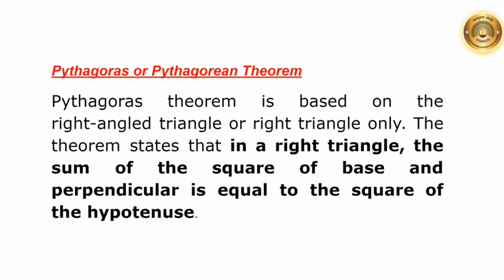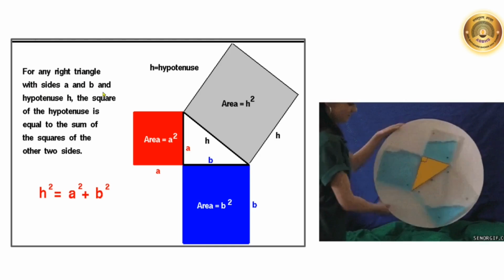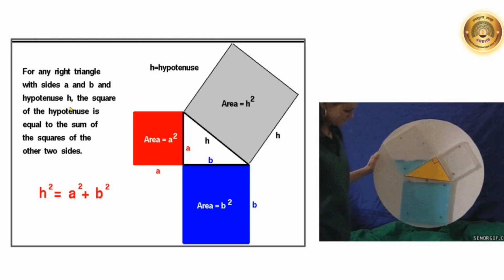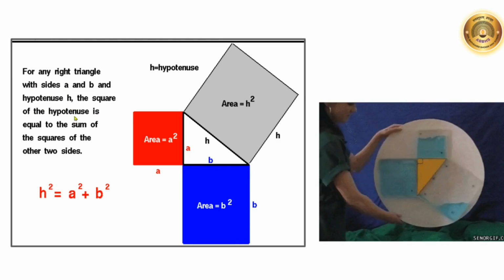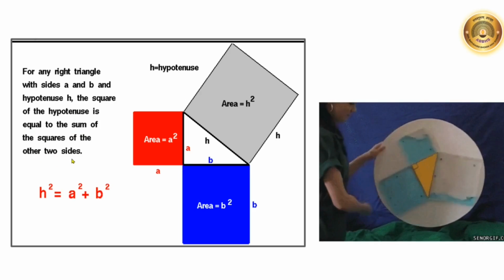Pythagoras or the Pythagorean theorem. Pythagoras theorem is based on right angle triangle or right triangle only. The theorem states that in a right triangle, the sum of the square of the base and the perpendicular is equal to the square of the hypotenuse. That is, for any right triangle with sides A and B and hypotenuse H, the square of the hypotenuse is equal to the sum of the squares of the other two sides.